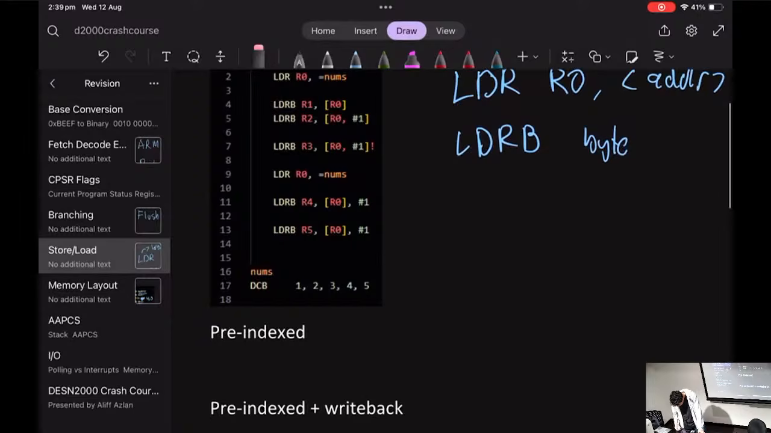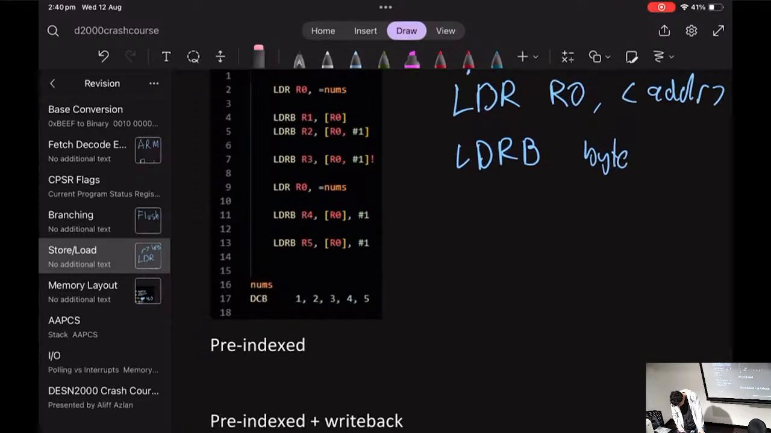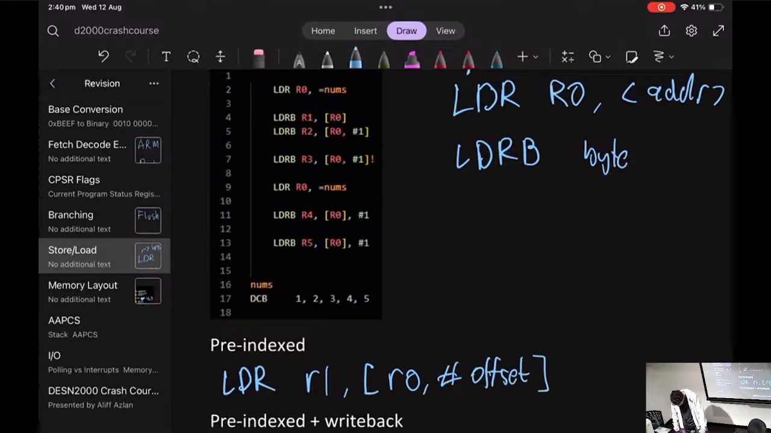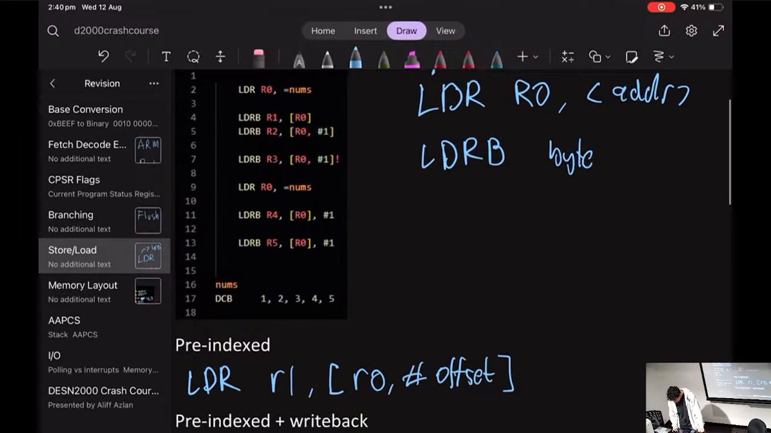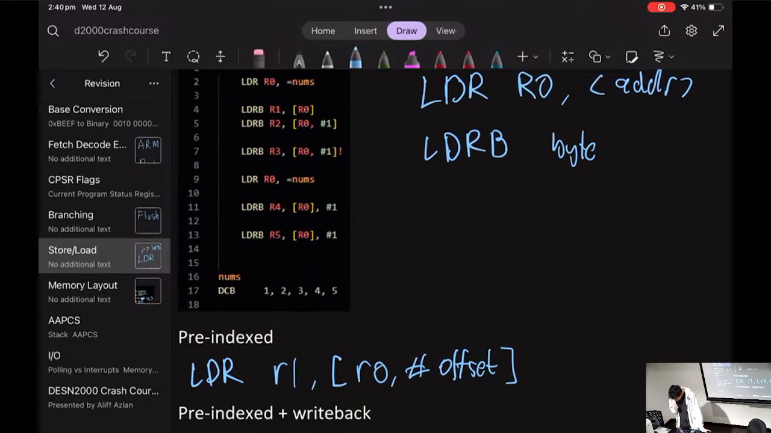So pre-indexed, what it basically means is we have our load, and then we have our address. Well, let's just use R1. We have our address here, and then we have some sort of offset. So what this does is it adds on the offset first and then loads it in.